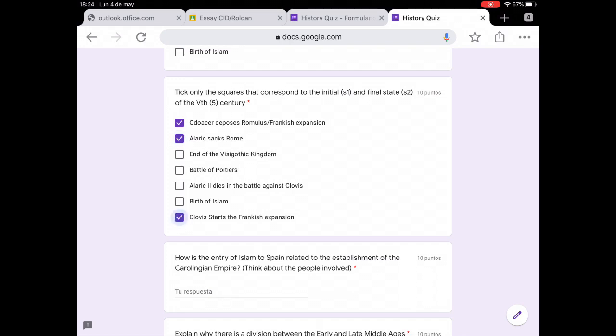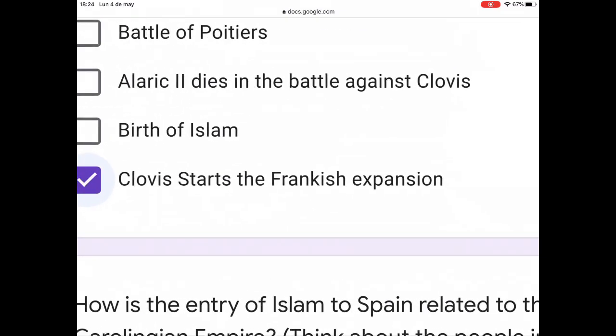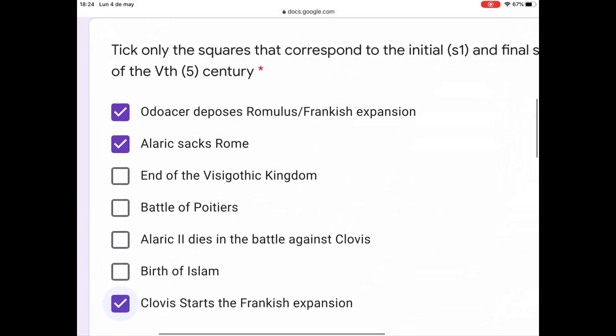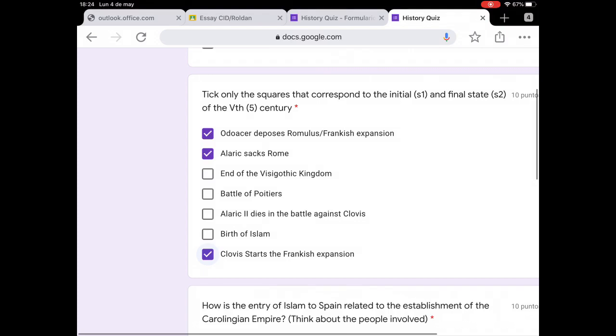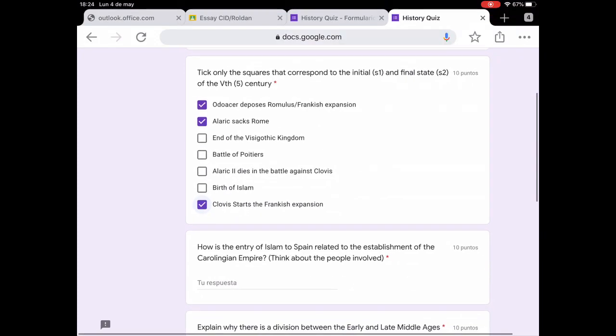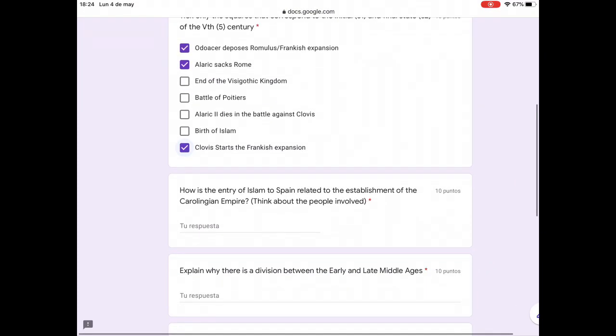However, if you chose also Clovis starts the Frankish expansion, I counted that as correct because again it is Clovis, the Frankish expansion, and over here the Frankish expansion. So any of them were correct. I took them as right.